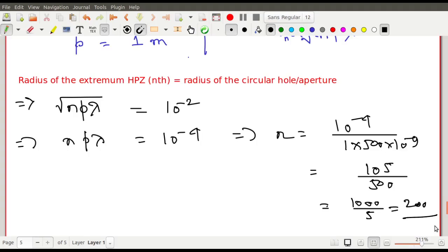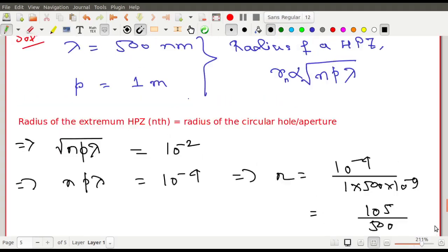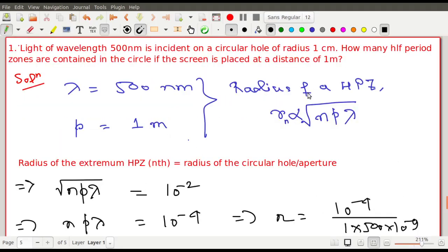So 200 half period zones will be here, there will be 200 half period zones, and this is the realistic problem, this is a true event. So from here you understand that a radius of 1 centimeter will accommodate 200 zones within it.